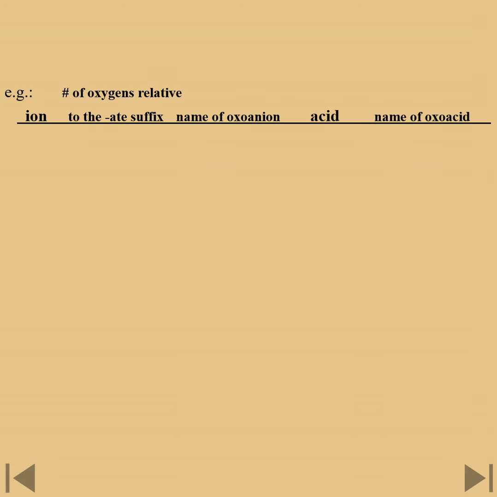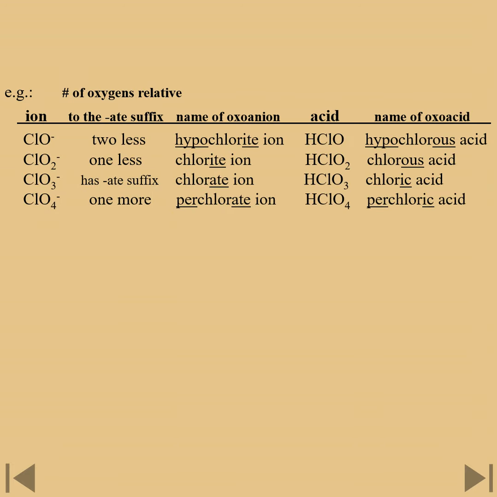So look over here on the left and we see ClO negative, ClO2 negative, ClO3 negative, and ClO4 negative. The one with 1 oxygen is hypochlorite. The one with 2 is chlorite. The one with 3 is chlorate. And the one with 4 is perchlorate. But we only need to know that the one with 3 has the -ate suffix. So ClO3 has the -ate suffix, so that's chlorate.